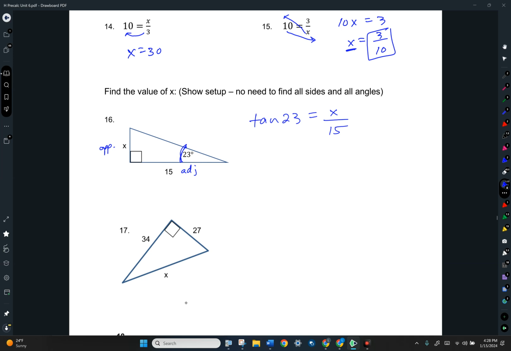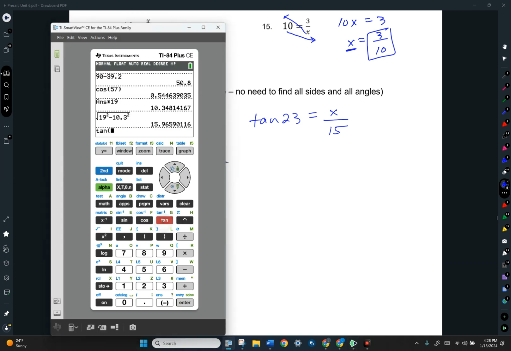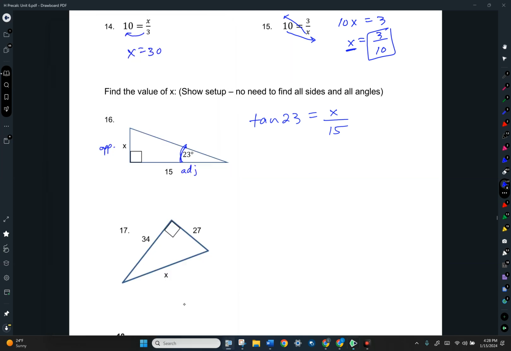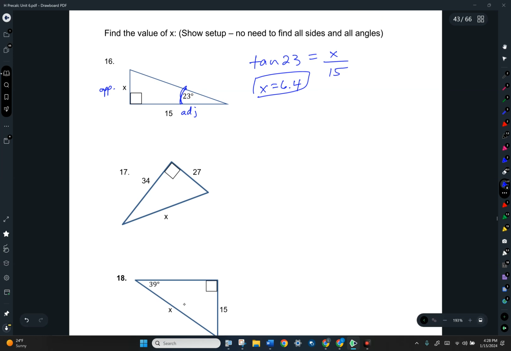So this is a scenario where x is already on top. So I'm just going to find the tangent of 23 and then multiply that by 15. So you can either do tangent of 23, enter, and then times 15, or you can do it all in one step, as long as you close the parenthesis on that tangent of 23. So x is 6.4. Okay, so when I look at number 17, so what do I want to use?